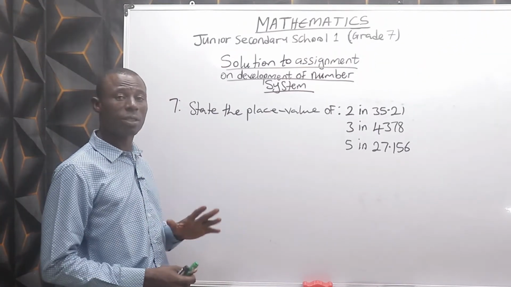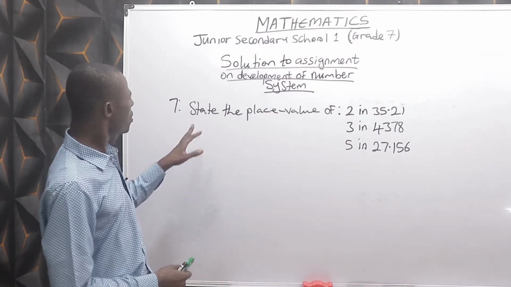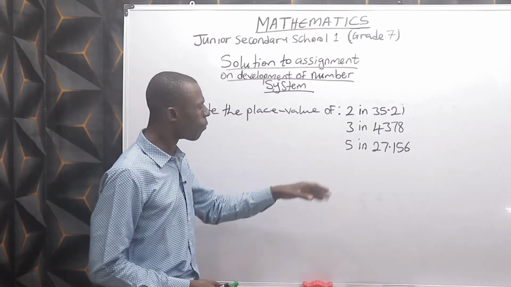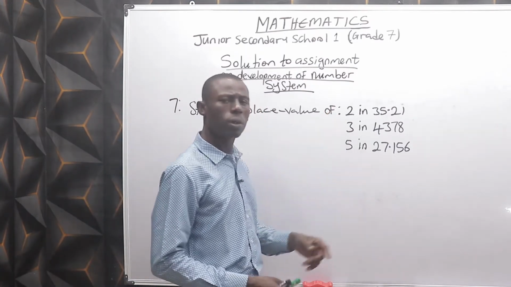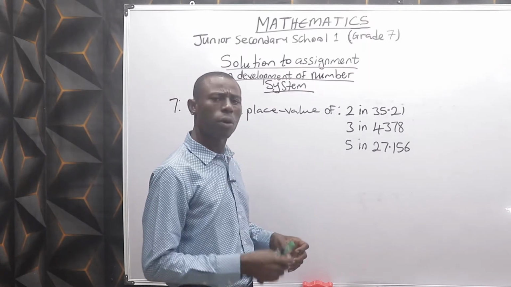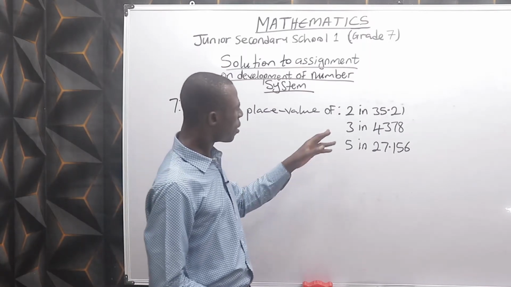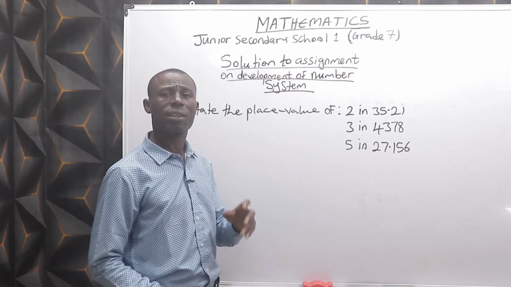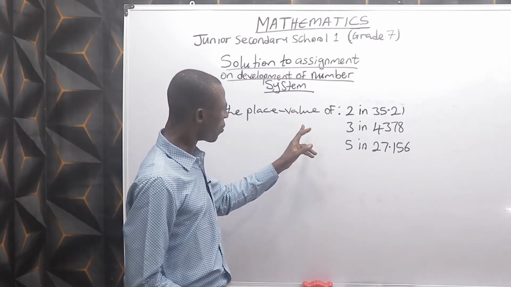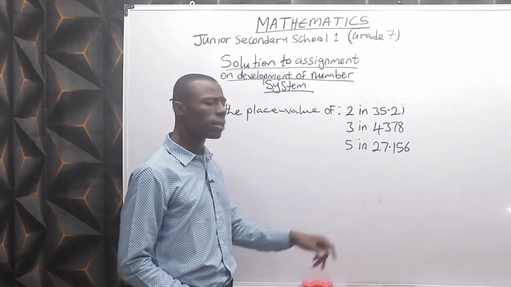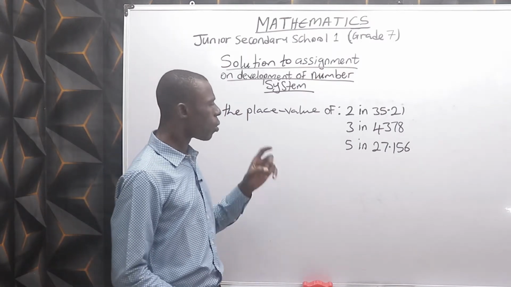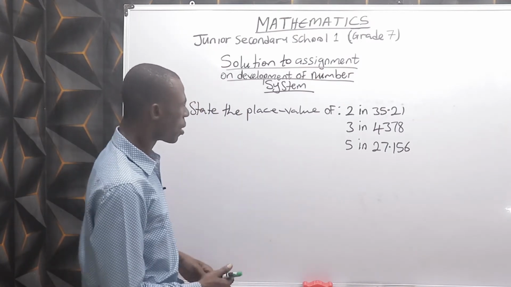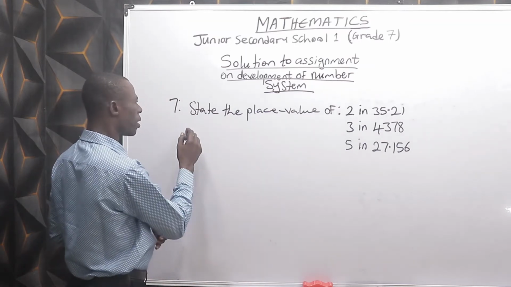Question 7, the last question of the assignment. State the place value of 2 in 35.21. Place value of 3 in 4,378. Place value of 5 in 27.156. Let's take them one after the other.